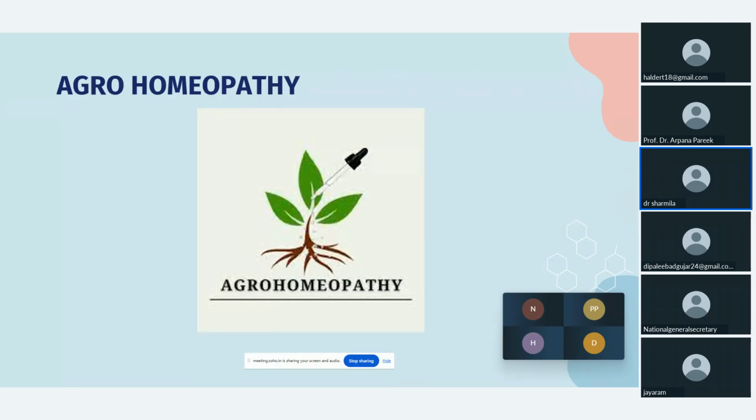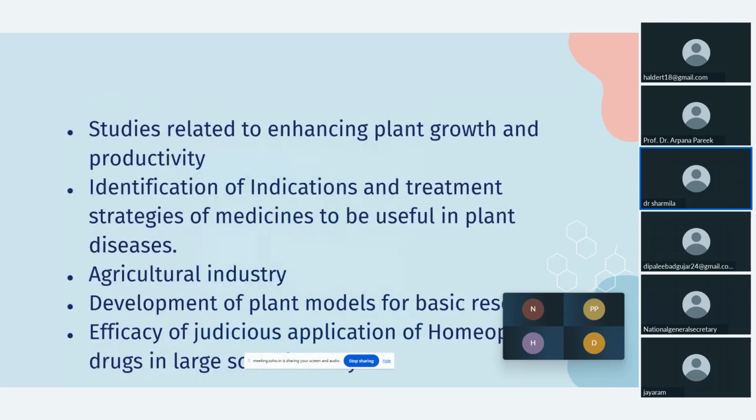The most blooming area I can see in research is agro homeopathy, as it is also one of the major issues. We are living in a place where plants, animals, and humans are equal. So deforestation should not be done. Animals should not be killed, and to treat the human beings who are diseased, agro homeopathy is one of the ways.